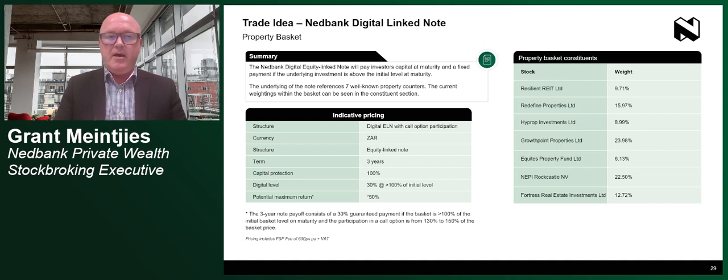The minimum investment is 3 years to make it tax efficient. If the basket is positive 1%, you'll get 30%. If it is between 30 and 50%, you'll get a maximum of 50% at maturity. So yes, we have an active notes program. Look out for our marketing documentation in the month of May.